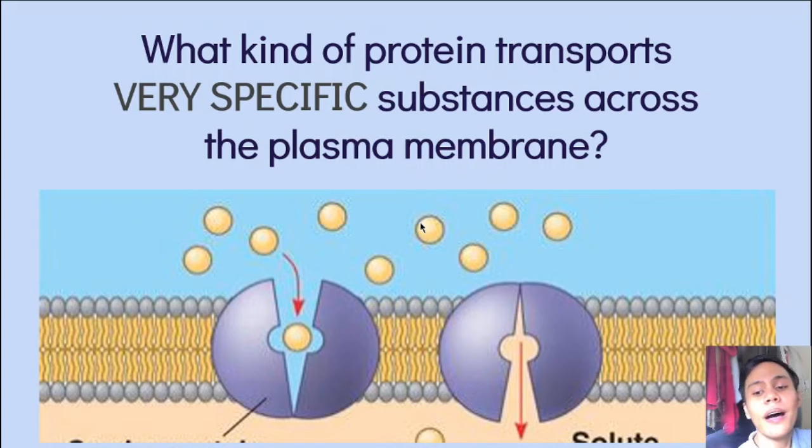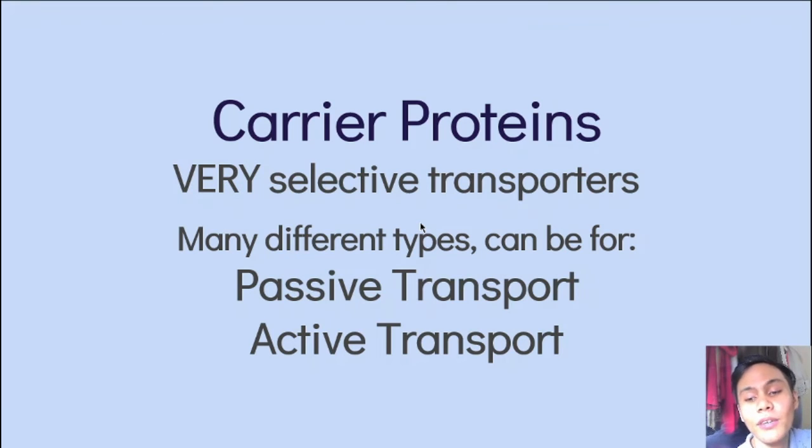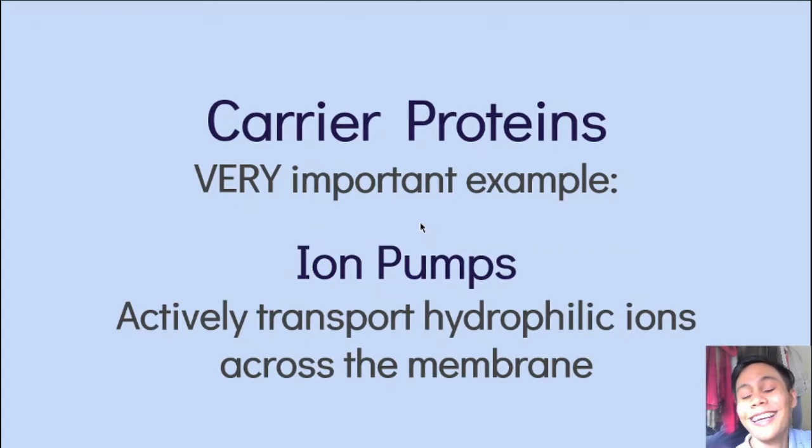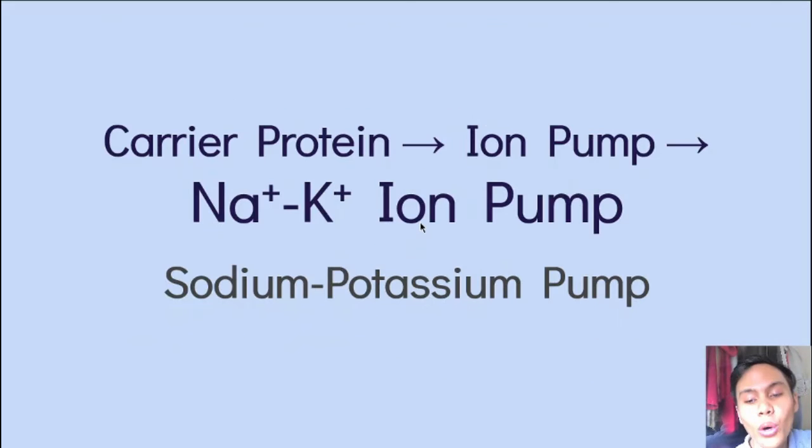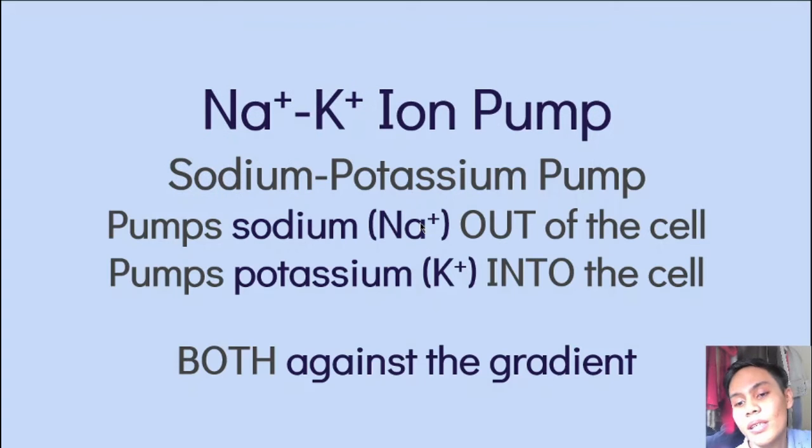So let's talk about carrier proteins and how phosphorylation makes them work. We're going to have a very specific type of carrier protein that will explain to us how phosphorylation works. We call it an ion pump, specifically the sodium-potassium ion pump. The sodium-potassium ion pump is very common. It's in your salmon in order to pump out your salts and stuff. So your sodium-potassium ion pump pumps sodium out and pumps potassium into the cell, both of them against the gradient.